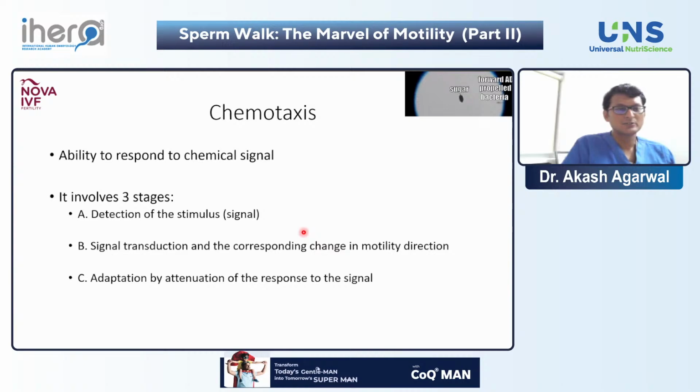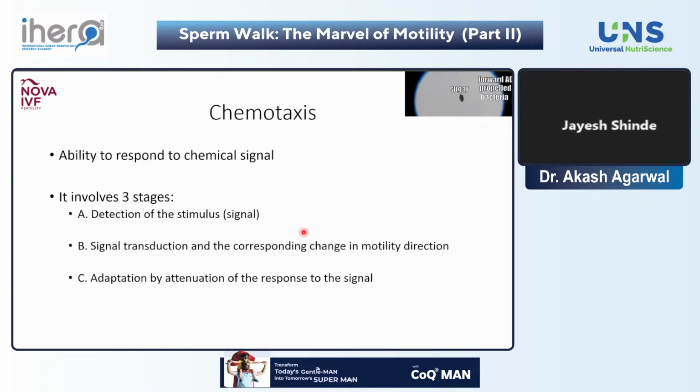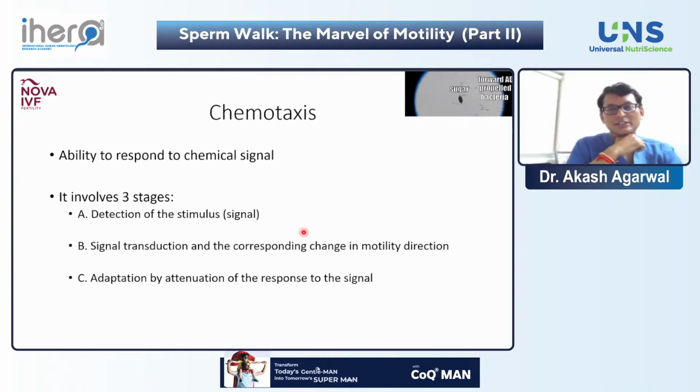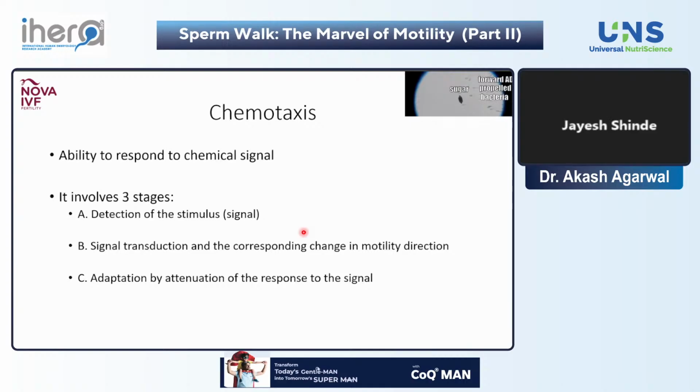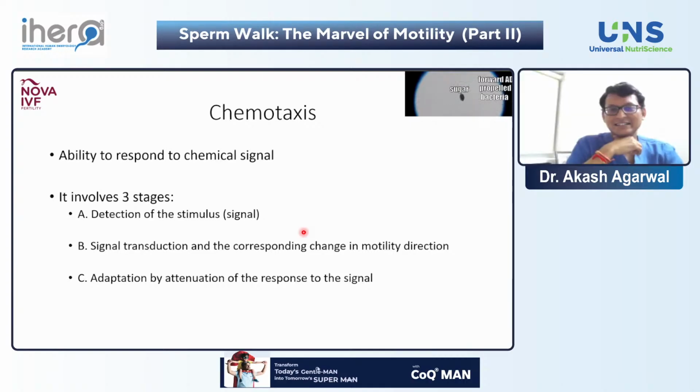The first one we are going to look at is chemotaxis. The name itself shows that it is the response of the sperm to chemical signals. Whenever taxis is happening, three things should happen. First, there should be detection of the stimulus, which is the signal, in this case the chemical signals or molecules. Next, a signal transduction machinery should be there, so that once detected, it is able to transduce the signal. Post that, the change we are expecting is a change in the motility direction, not a change in motility per se. And lastly, there should be an adaptation to the signal.